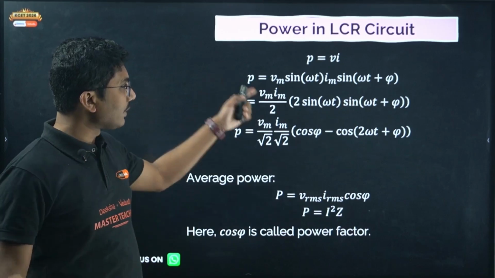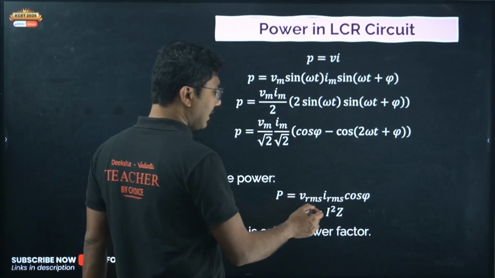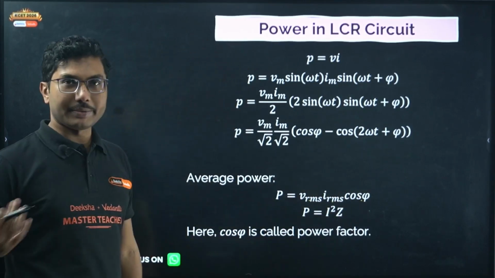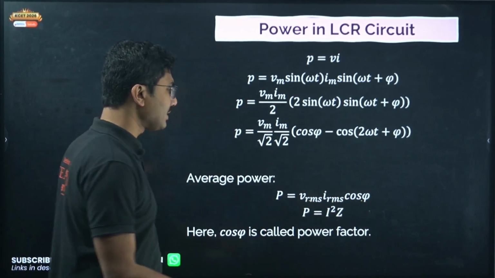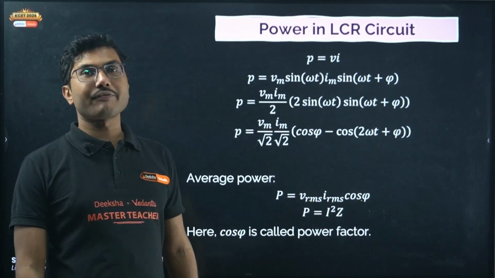If you try to calculate the power using this formula, again you will arrive at the formula Vrms Irms cos phi. The average power dissipated, average power, is what we are interested in. Here cos phi is called the power factor.